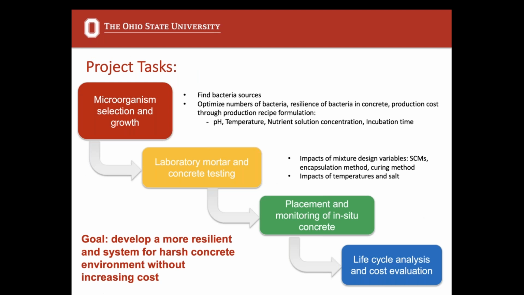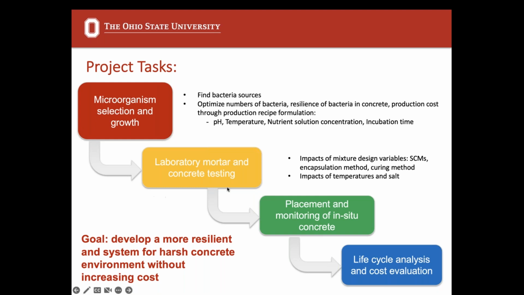Okay, so there are 4 phases of this project. The first was to select microorganisms and figure out how to grow them. Then we looked at optimizing variables like pH, temperature, the concentration of the solutions used, and the amount of time it takes to grow things, and we also investigated several different sources of bacteria in order to try and find the best one for the system.